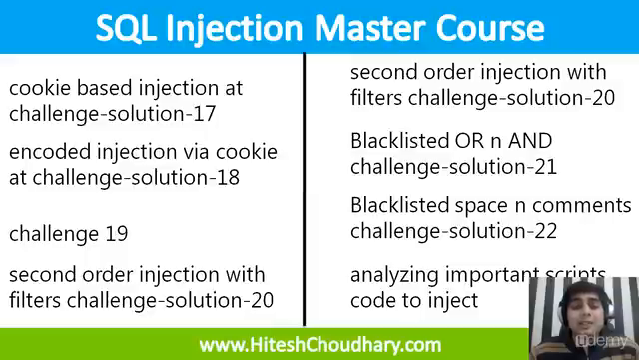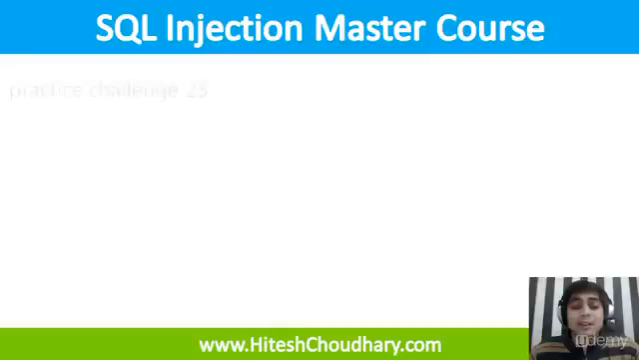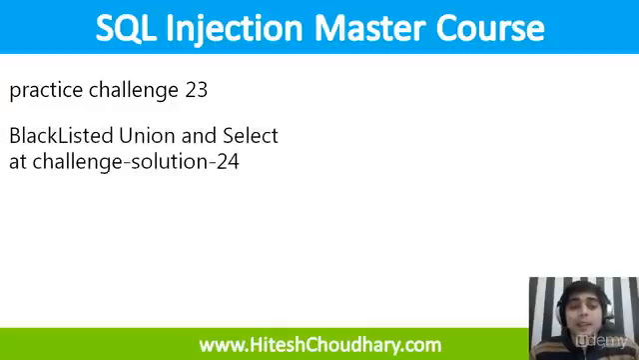Although in the entire video series I will not be using any kind of tools or software. I'll be doing everything manually so that you can understand the basic core concept lying behind these things. After that there will be a practice challenge 23 for you, so that you can practice what we have just discussed. And then again we have blacklisted UNION, SELECT and all of the other OR and space like that in challenge 24, and of course the solution will be there in the same video.